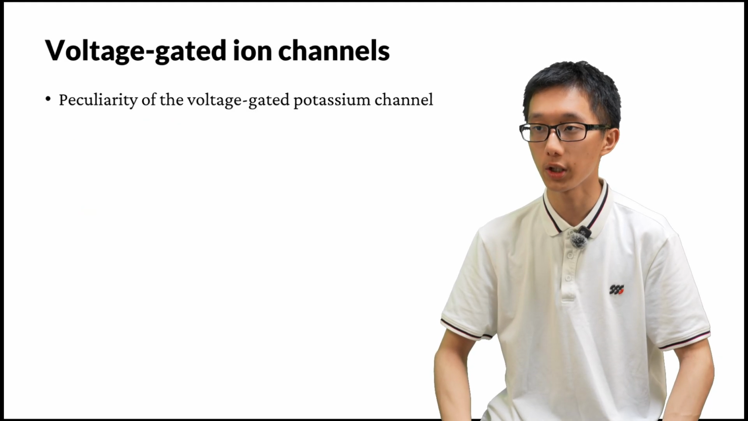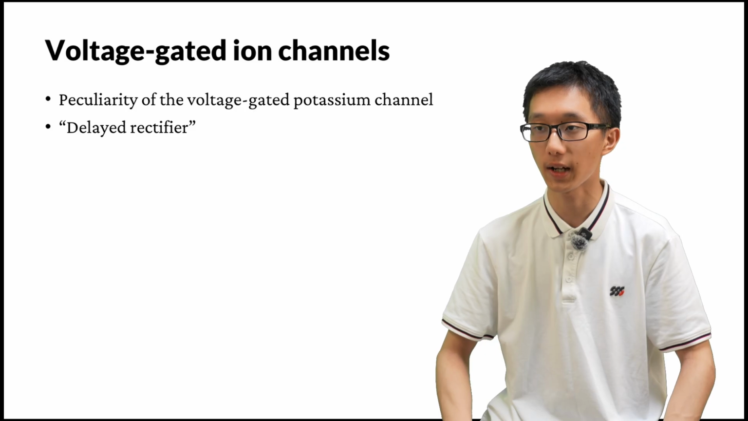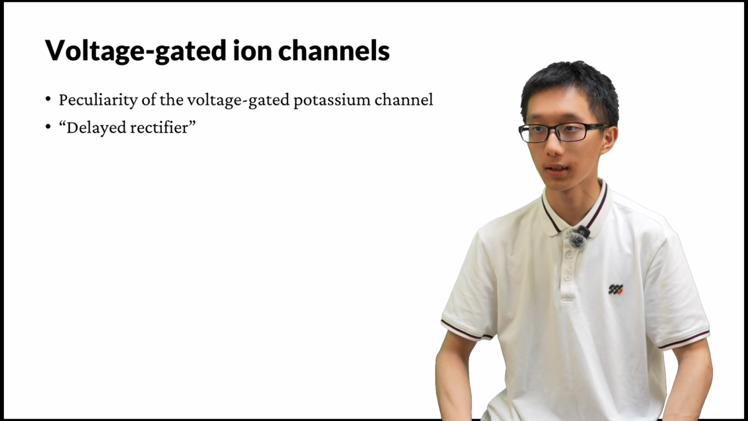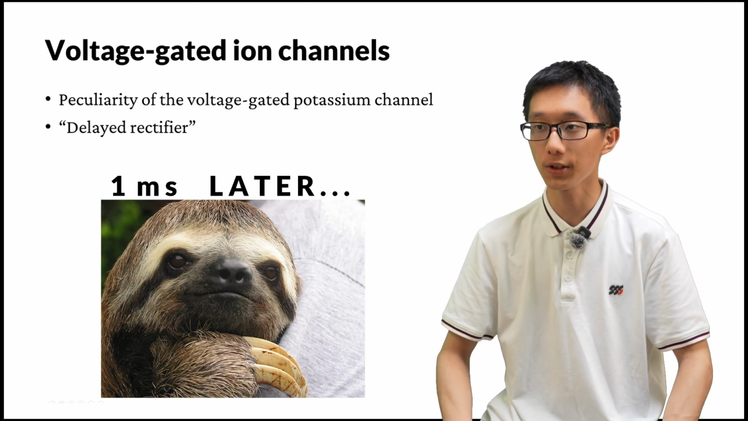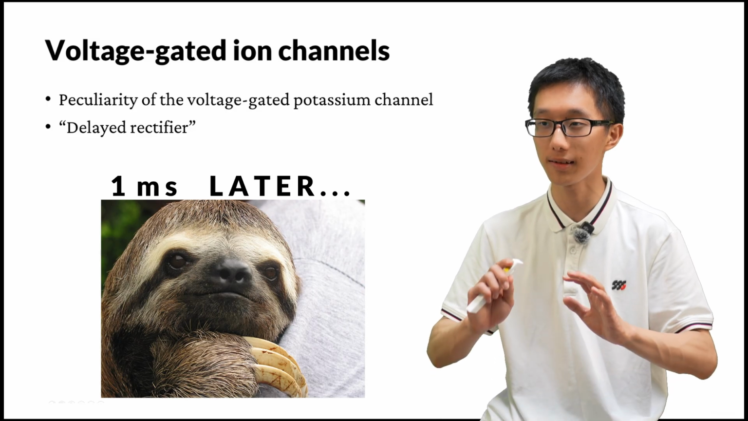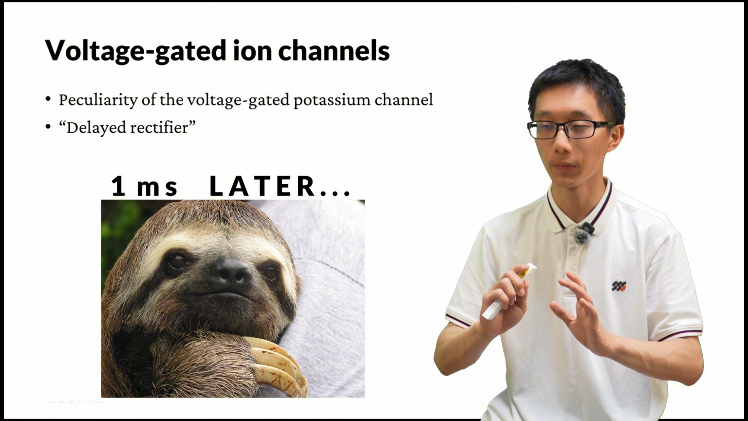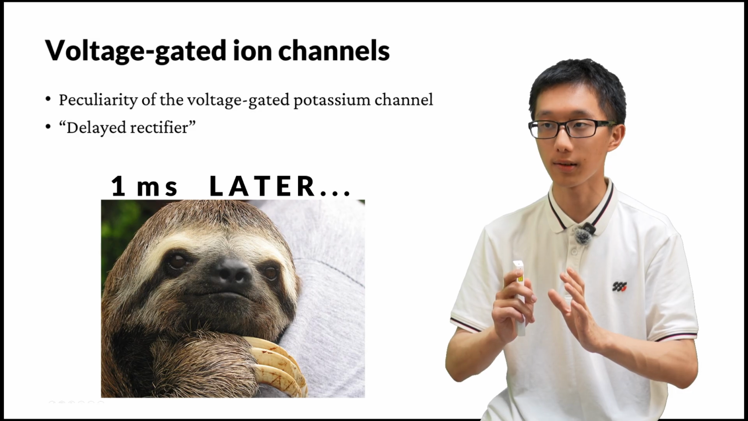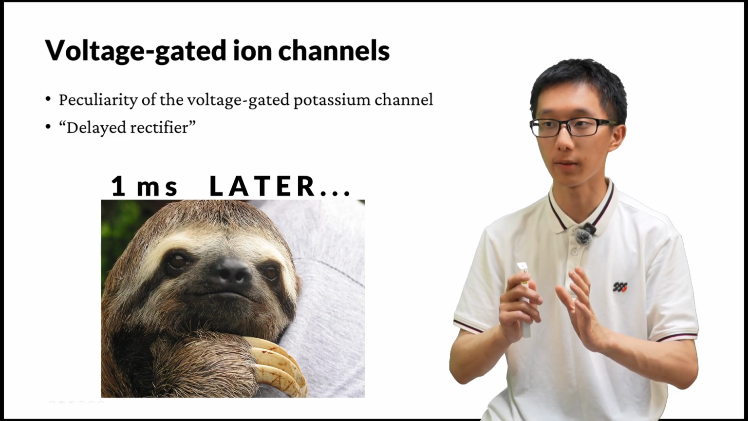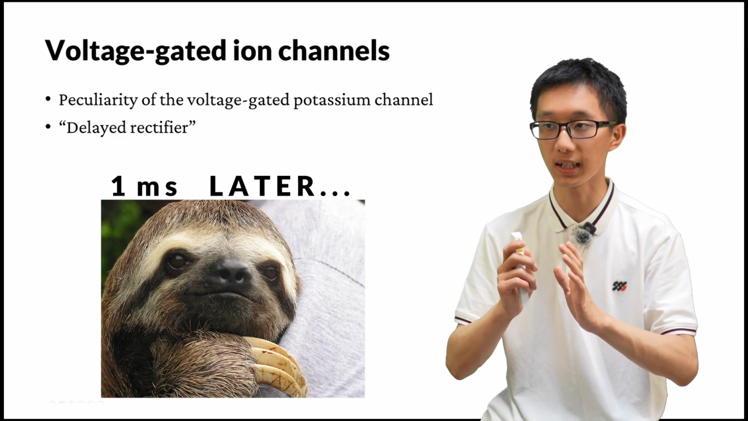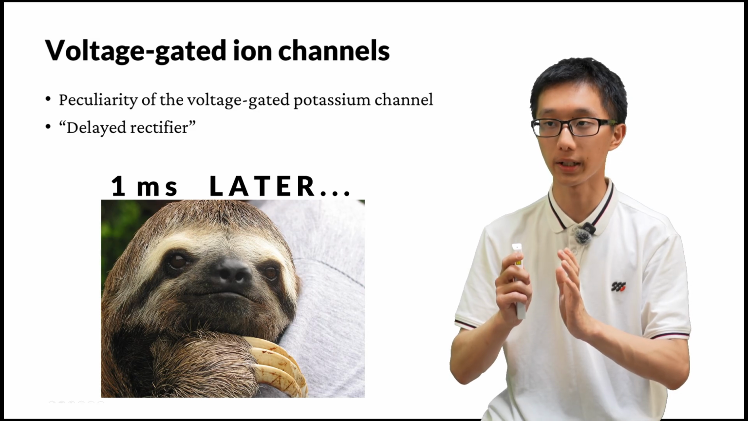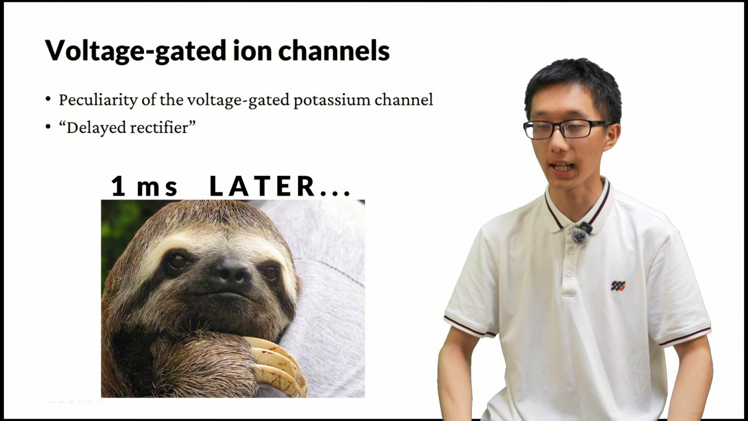A special type of voltage-gated potassium channel is also very interesting. It is called a delayed rectifier. Never mind what rectifier means for now, but focus on the word delayed. It is called delayed because its reaction is very slow. After the voltage reaches the threshold, that is to say, when the channel can be opened by the voltage, it does not open immediately, but rather it waits 1 millisecond before it opens. That is why it is called a delayed rectifier.